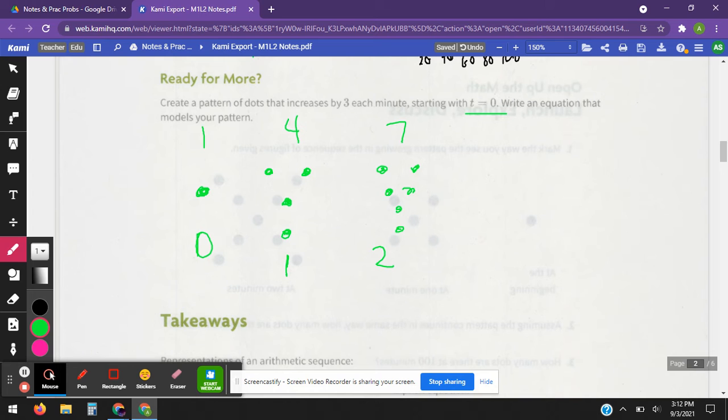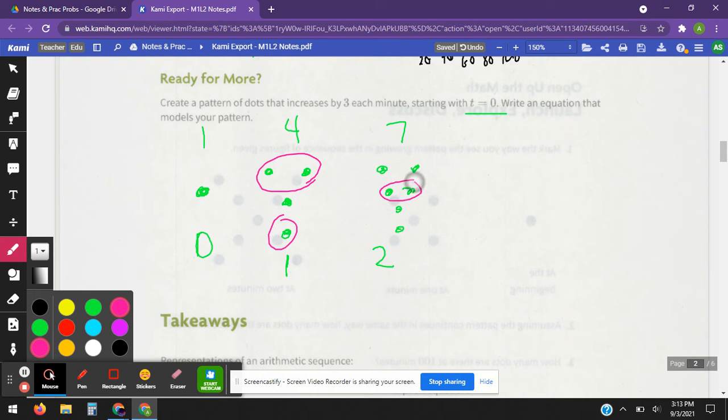Now I need to write an equation that models it. So same idea as before. This time I'm adding 3 each time. So here's my, oh, I missed one over here. There's my original 3. Here's my new 3. So kind of in that same pattern I did before.